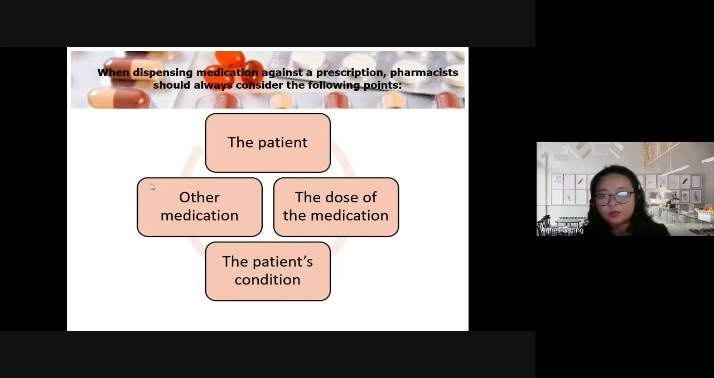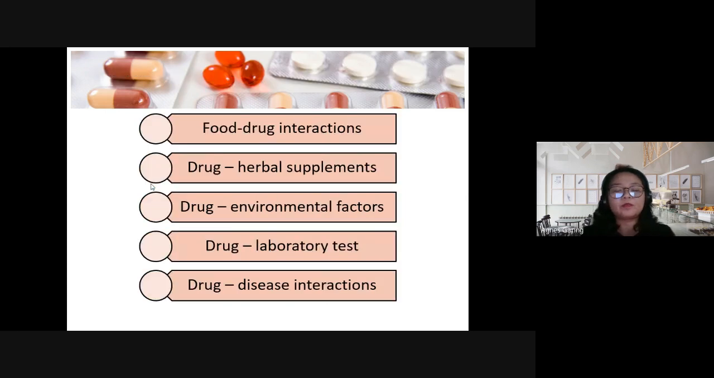Okay? So, those are the things that we need to consider also when dispensing a medication. So yan, yung mga food drug interactions, drug herbal supplements, interaction, drug environmental factors, drug laboratory tests, and drug disease interactions.